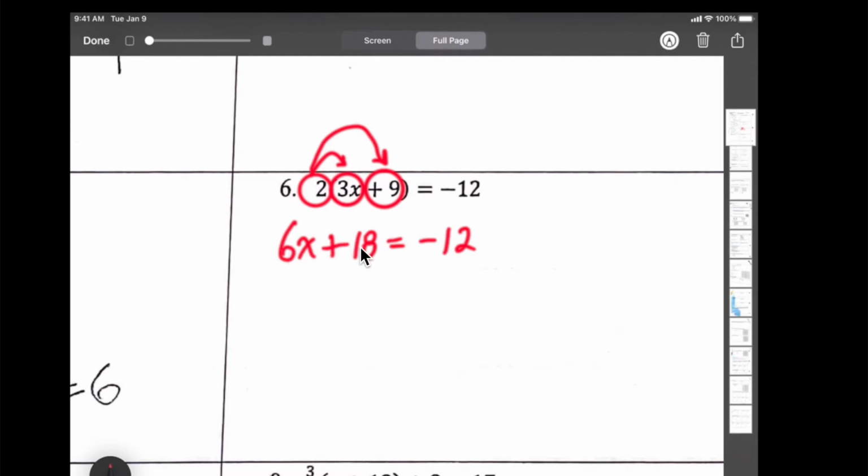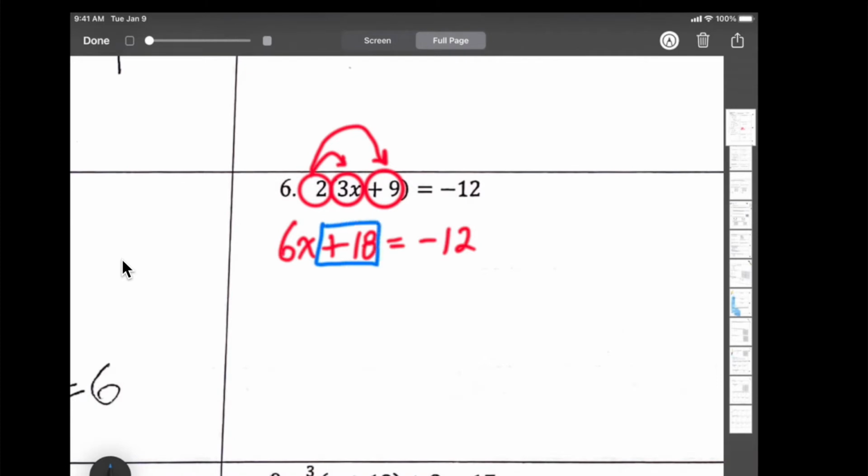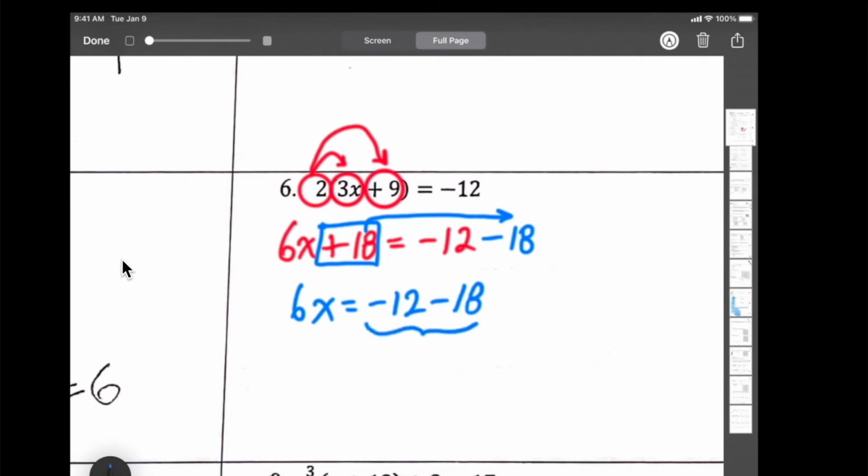We have a variable and a constant on this side. We have a constant, meaning a regular number, over here. The goal here is to take this positive 18 and move it to the other side. What do we do? We put a box around it and its sign. We move it to the opposite side of the equal sign, and it now becomes negative 18. So now we're going to have 6x equals negative 12 minus 18. These are like terms. We can go ahead and simplify that.